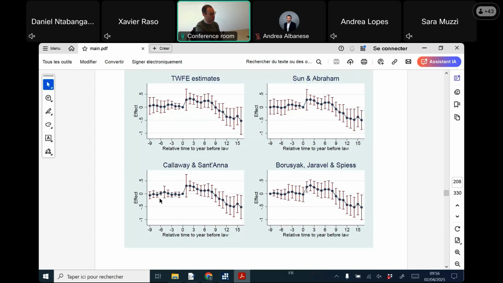So the last thing I wanted to comment on in this graph is that where the Callaway and Sant'Anna estimators do look very different is on the left-hand side of the graph, okay?